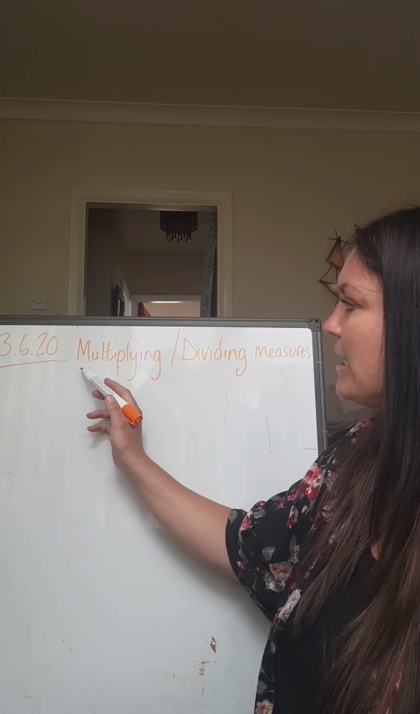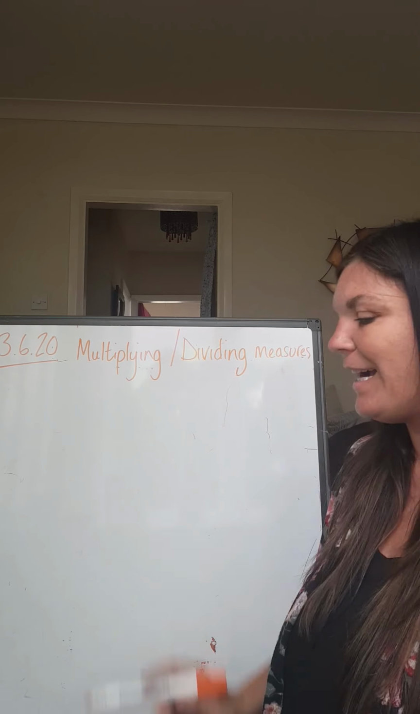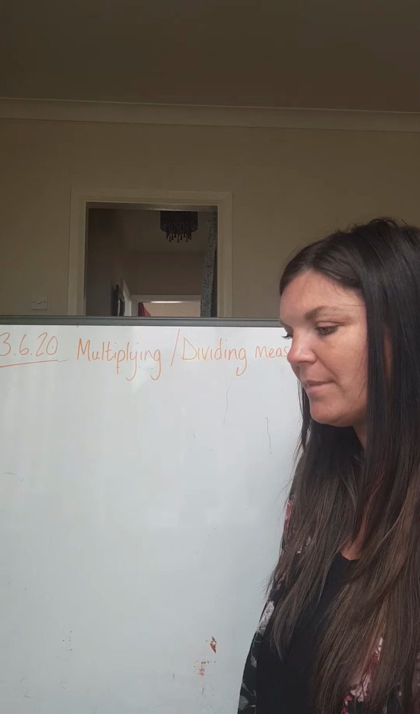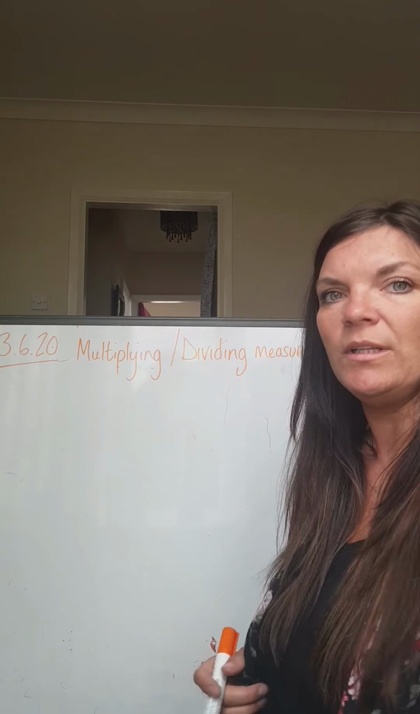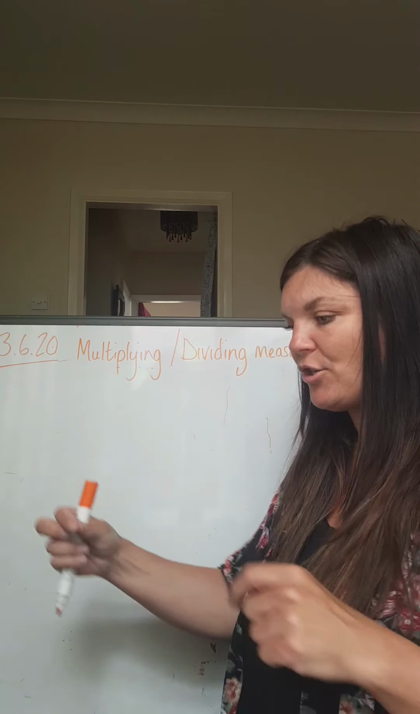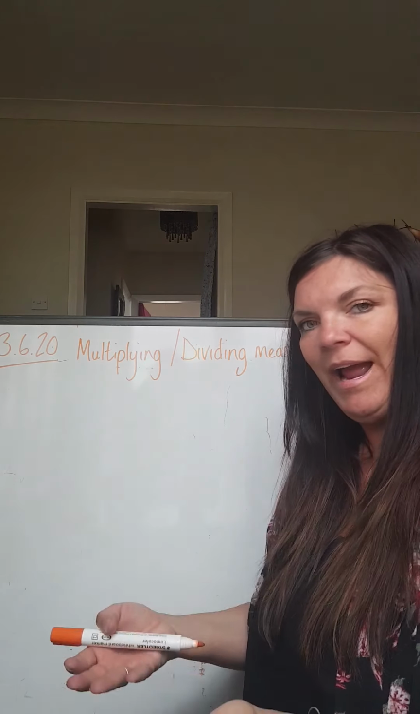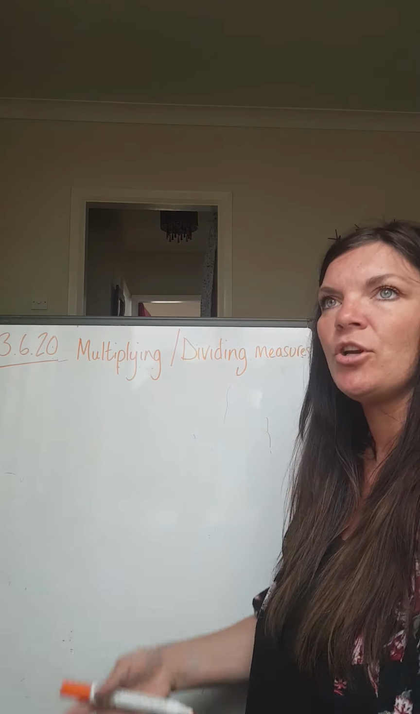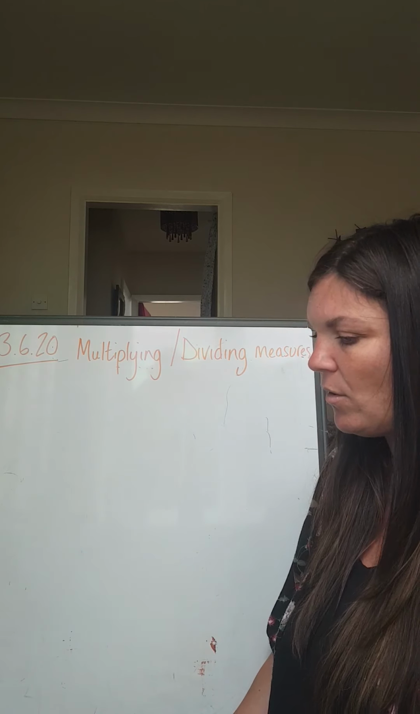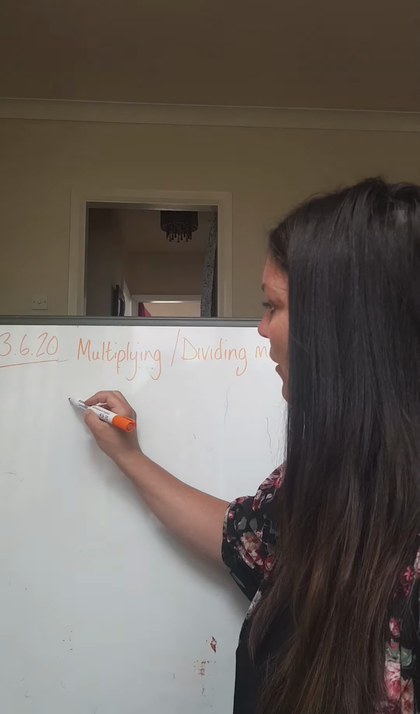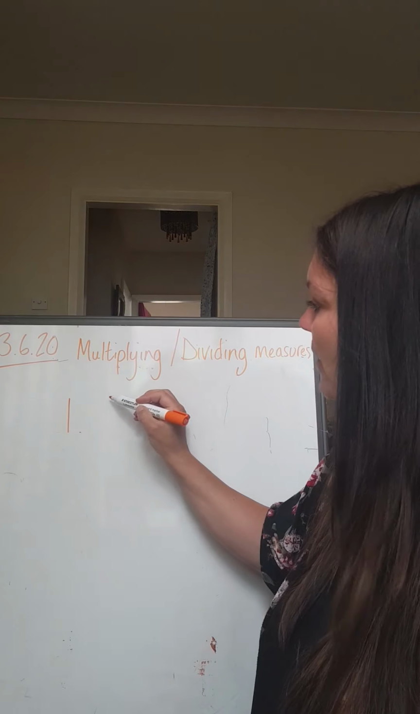Okay, we're thinking today about multiplying and dividing with measures. So grams, kilograms, meters, millimeters, all the different types of units of measure that we use to measure something, whether it's the length or how heavy something is or how much liquid it can hold. There's all different types of measurements for different things, isn't there? So I'm going to go through a few. In fact, I might just go through them all.